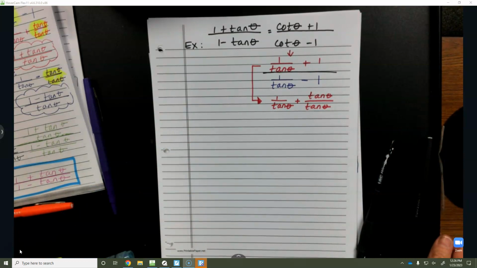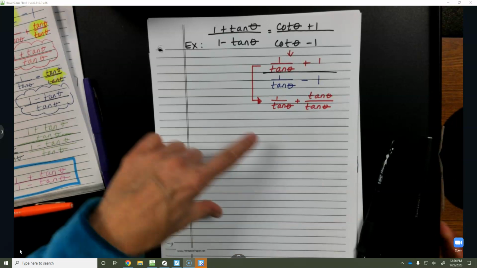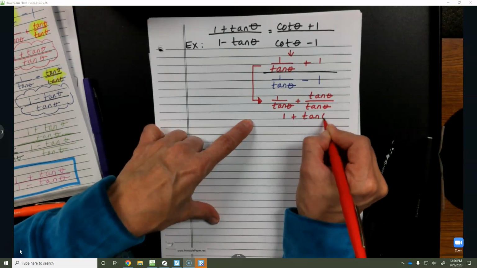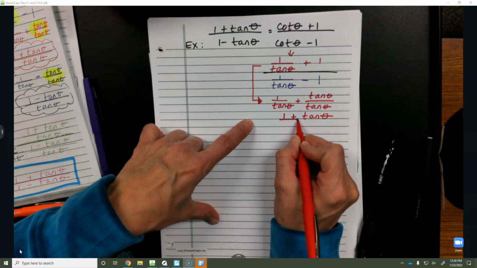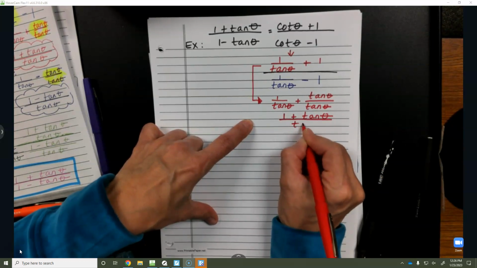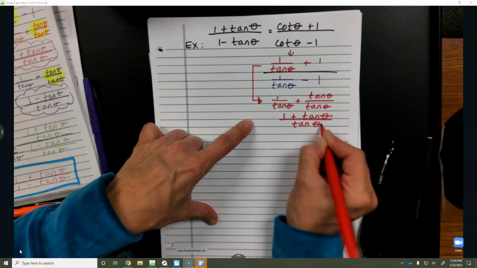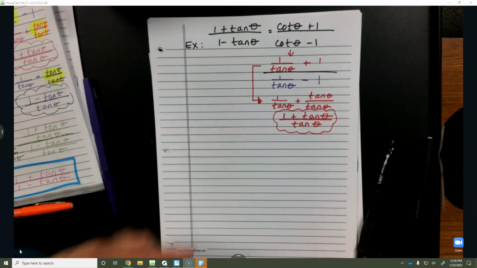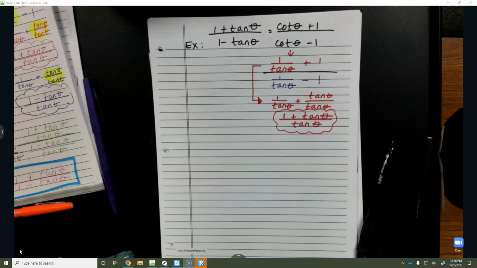Now that we have like terms, we can go ahead and combine the top. That's going to be 1 plus tan theta over the common denominator of tan theta. That's as far as I can take the numerator. If I try to do anything else, I'd be working backwards or not having the same letters anymore. So that numerator is going to hang out.